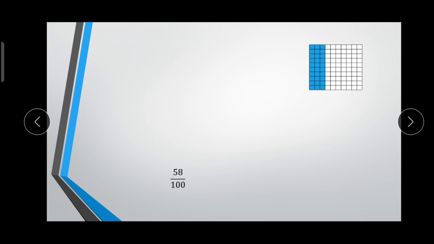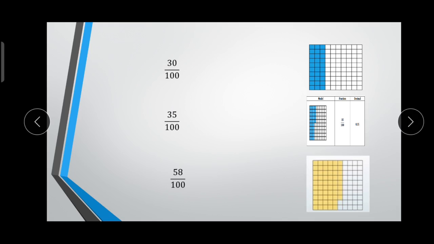So as you are seeing here, there is one box. That box is divided into 100 equal parts. In the previous slide, you saw 10 parts. In this box, we are going to see 100 boxes. Out of 100 boxes, 30 boxes are shaded, right? And in the next one, out of 100, 35 are shaded. And in the next one, out of 100, 58 boxes are shaded.